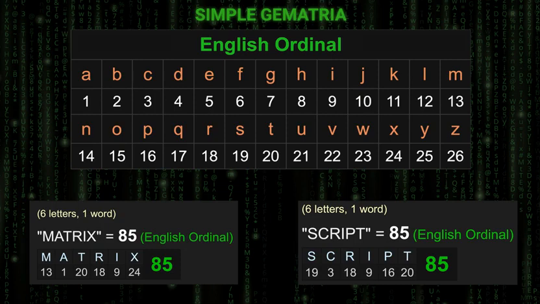Matrix. M is the 13th letter, A is the first, T is the 20th, R the 18th, I the 9th, and X 24th. So you add those values up and it sums to 85. So matrix sums to 85 in simple gematria, or English ordinal gematria. The word script also has a value of 85. This is how gematria reveals a common essence or a common substance or an association between two words by giving them the same value. So here we see the relation between script and matrix revealed by gematria.